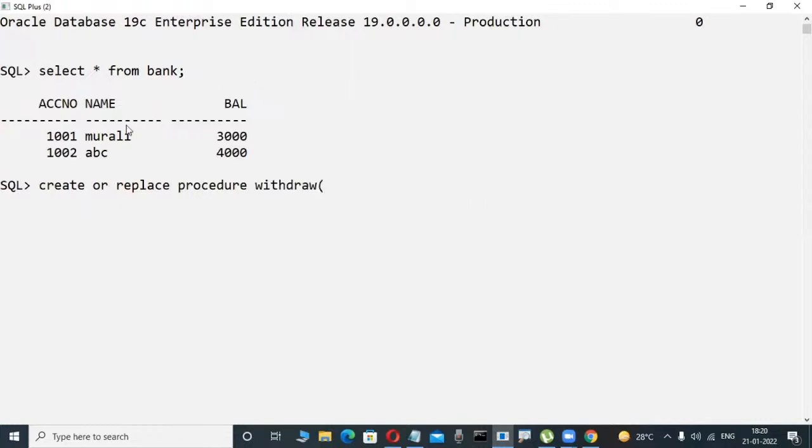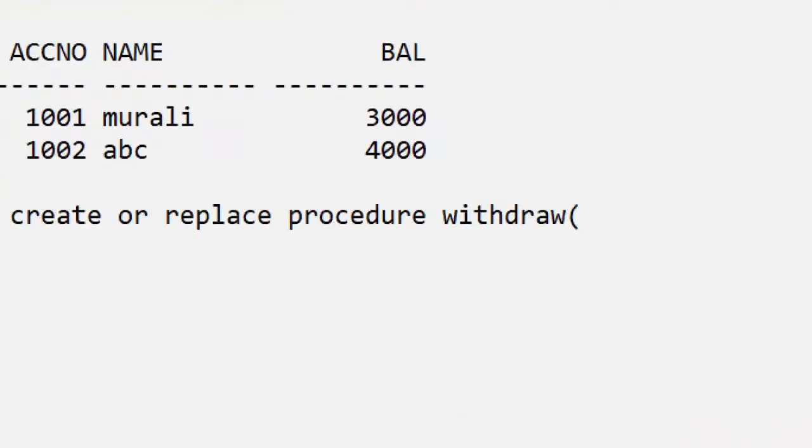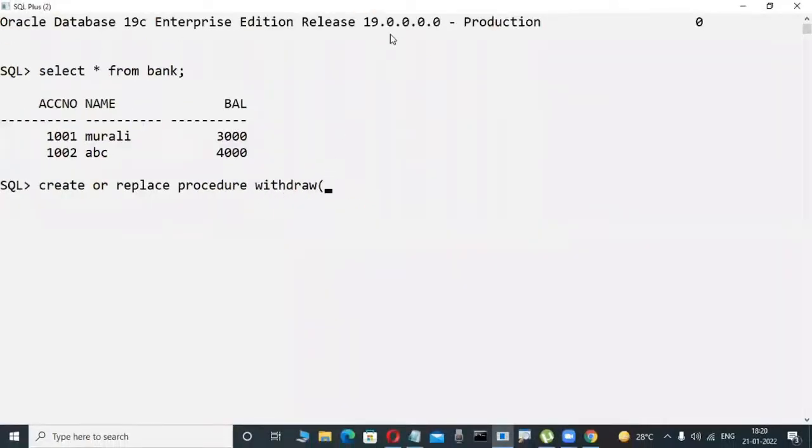Slowly observe here, this is a table. In my project I try to implement one small scenario, withdraw. Actually, in real time big packages contain withdraw, deposit and all the other things, but unfortunately I am giving only a small task in a procedure. Now, create or replace procedure withdraw, passing an account number and also an amount, because I try to withdraw, same as with the ATM card.